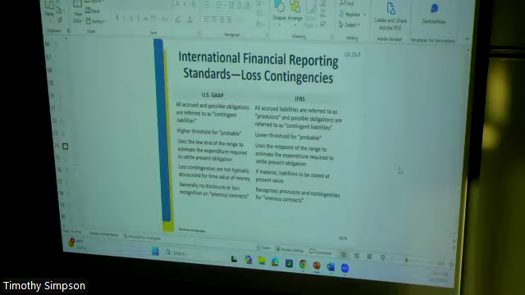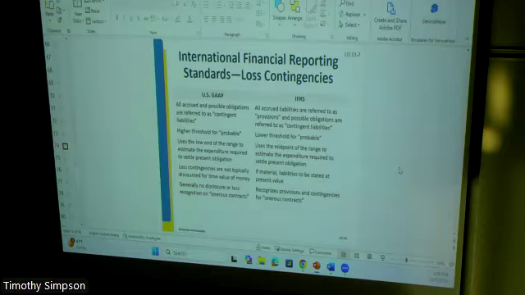Also, loss contingencies under GAAP are not typically discounted for time value of money considerations. That is, we're not discounting to the present value. However, if it's a material amount, and there are tests of what's material and what's not, then these liabilities are going to be stated at present value, which implies a discounted amount.